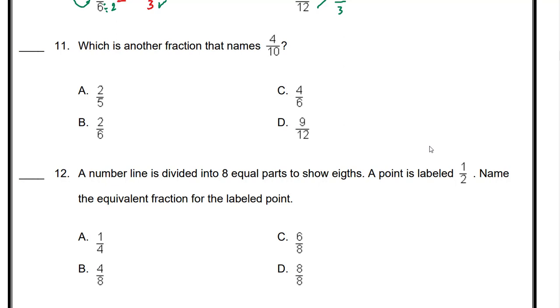Which is another fraction that names four tenths? I'll try A. Okay, I'll try the scissors method. 5 multiplied by 4 equals 20, and 10 times 2 equals 20. So 2/5 is another fraction that names four tenths. Okay, wait, just give me a second.